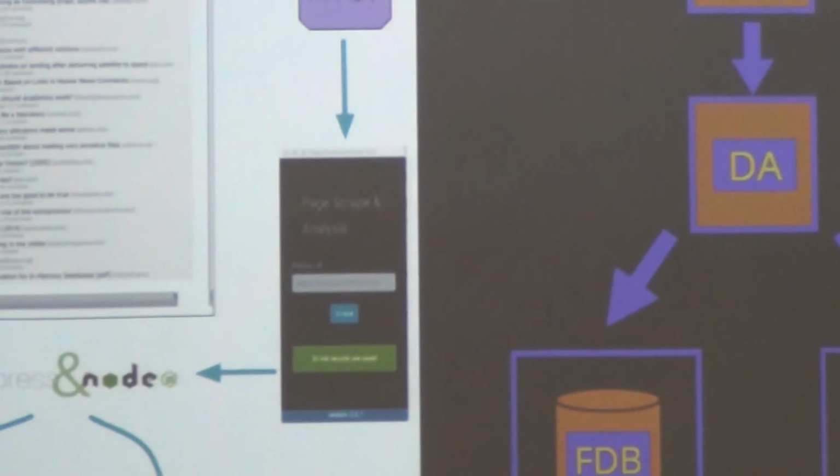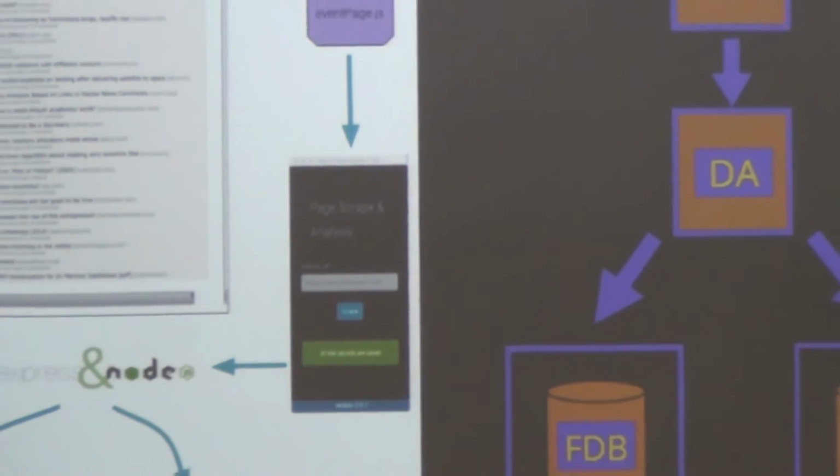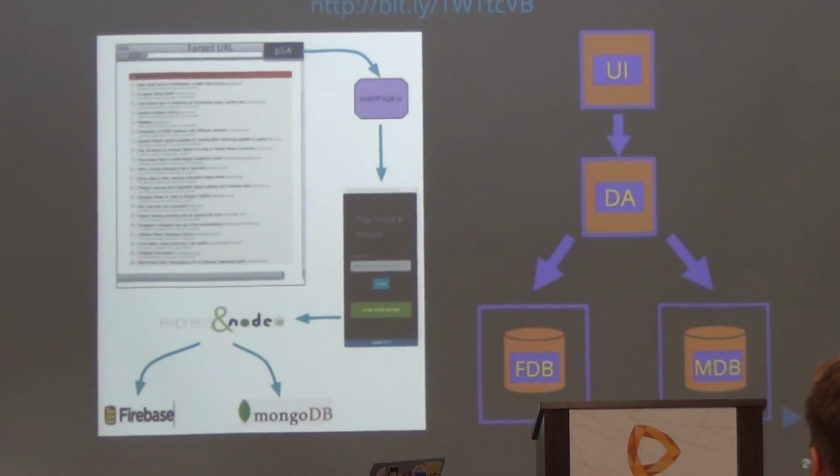So here's my sample application. This is a browser action. You're going to have the target URL. You click on the icon. It's going to kick in the event page. You're going to go to the event page. The event page is going to create this window.